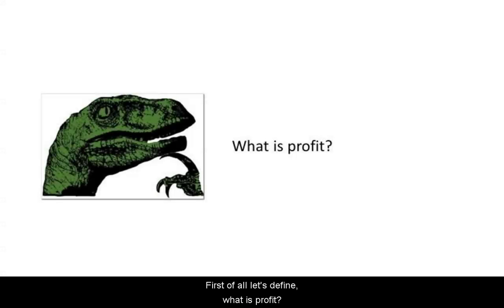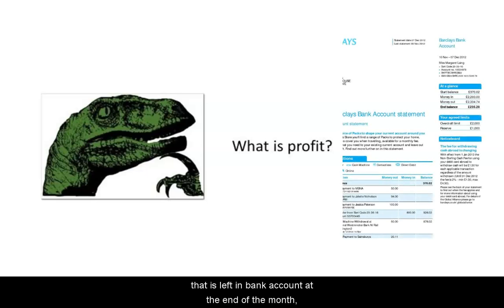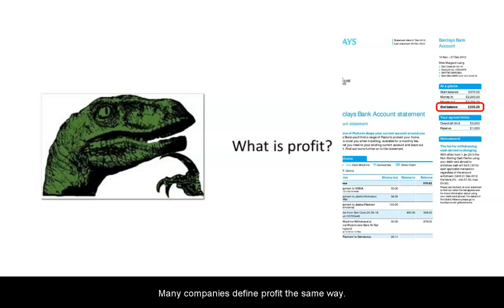First of all, let's define what profit is. For many people, profit is something that is left in the bank account at the end of the month, when all purchases are made and bills are paid. That's how some people define profit. Many companies define profit the same way, but it is a wrong definition, especially when it comes to companies.